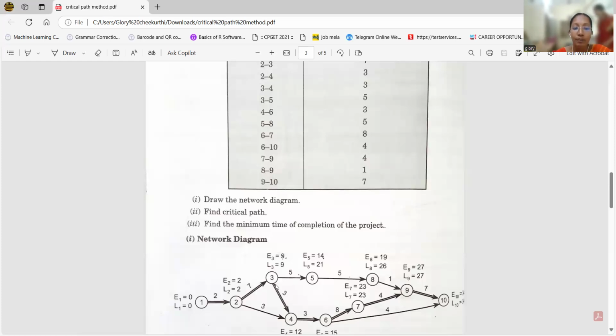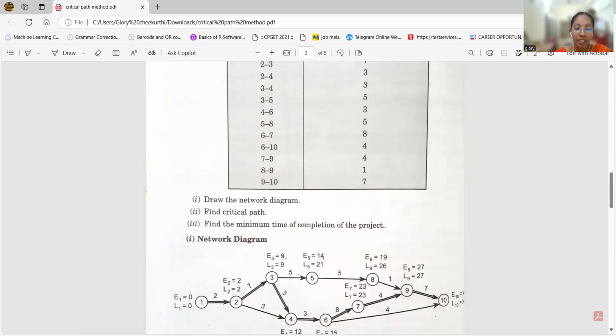So we have to find the earliest starting time and the latest finishing time. These are E1, E2, E3, E4, E5. The node number represents the Es. There are 10 activities, so 10 nodes to complete the project.